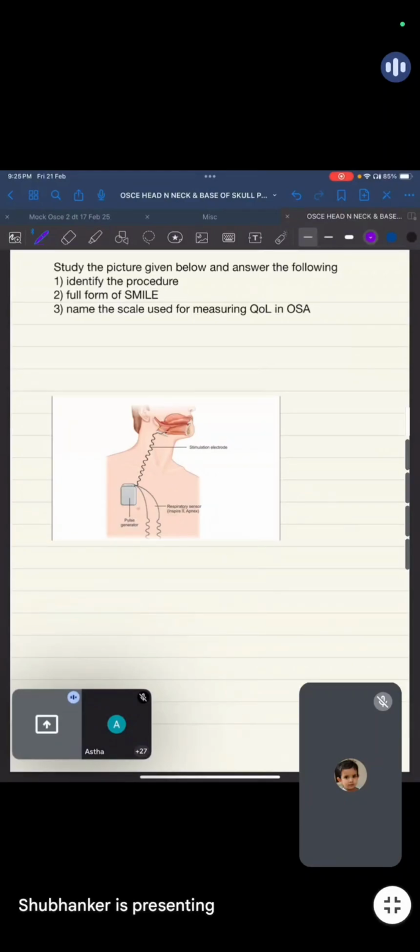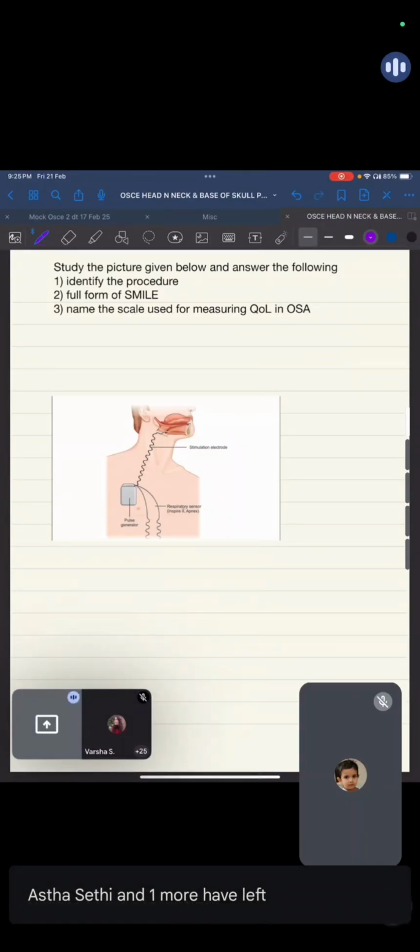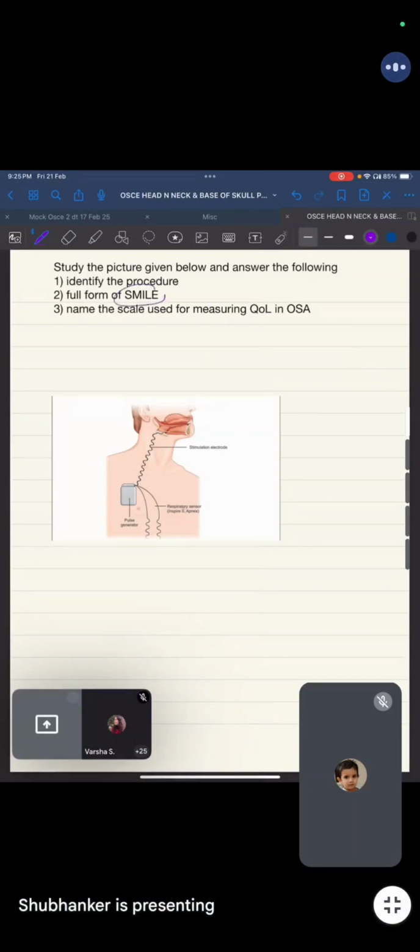We'll finish remaining questions. Okay, so they are saying study the picture given below and answer the following. Identify the procedure, they are saying. Then they are saying the full form of SMILE. ठीक है, तो identify the procedure में आपका आ जाएगा. This is basically hypoglossal nerve stimulation. Images from Lalwani. Hypoglossal nerve stimulation और SMILE का full form आपका हो जाएगा.